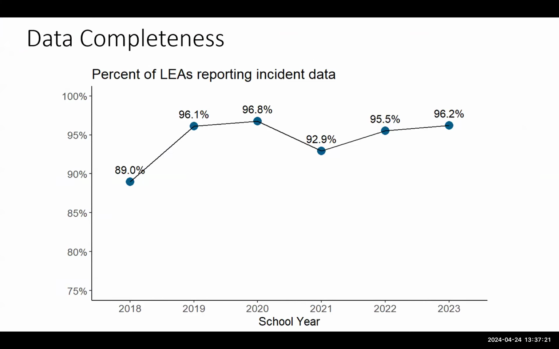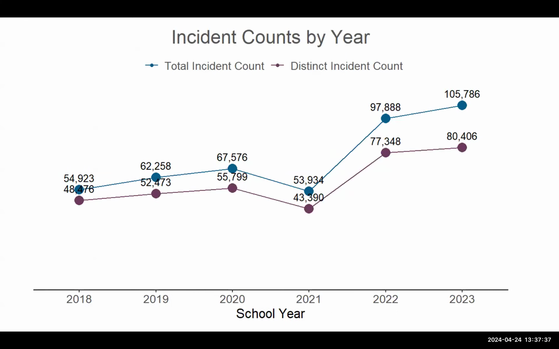All right, so to continue with the data quality, here's a look at the completeness. Besides that dip we had in 21, we've been pretty consistent since 2019, hovering right around 96% of LEAs reporting data. And these are incident counts by year. Again, with the exception of 2021, they've largely increased every year.